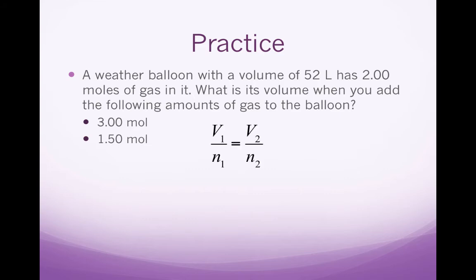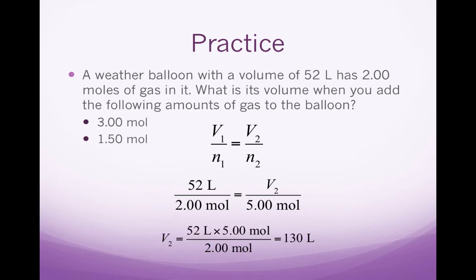So let's look at an example. We use V1 over N1 equals V2 over N2. My initial volume is 52 liters. My initial number of moles is 2. We're going to calculate our new volume, and we have 5 moles for N2, because we started with 2 moles and we added 3, so now we have 5 moles. Solve for V2, and we get 130 liters, which is what we expect. We expect our volume to be bigger. So again, you should try the next one.